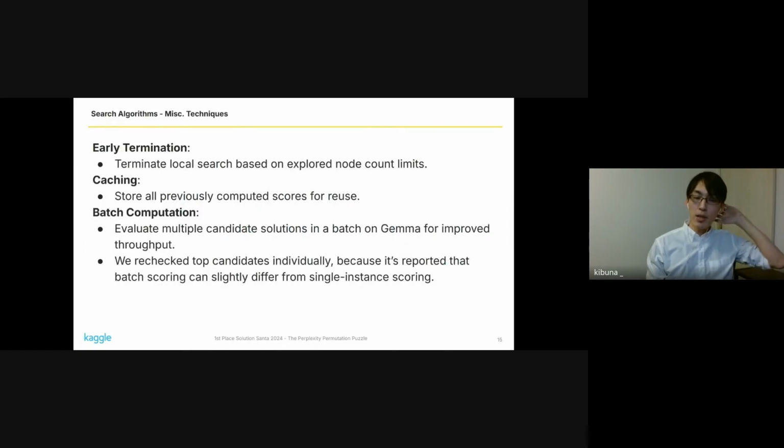To improve the efficiency, we also incorporated several additional techniques, such as early termination of local search, batch computation for JAMA evaluations, and also caching of computed scores. It is not only used in the following search, but also used in the training of the pruning model that I will describe in the next sections. At this stage, we had achieved a competitive result, with only a few improvements left to the solutions, if I remember correctly.